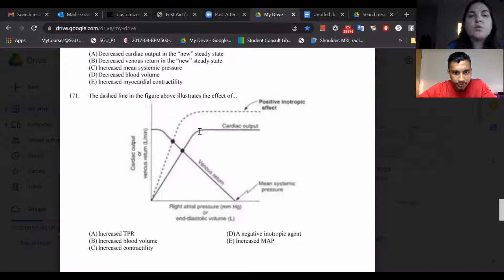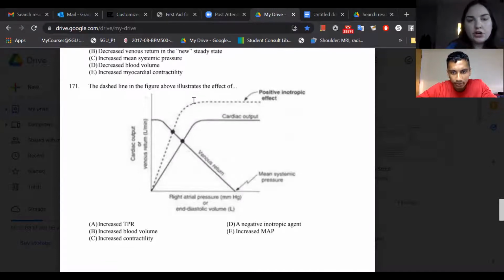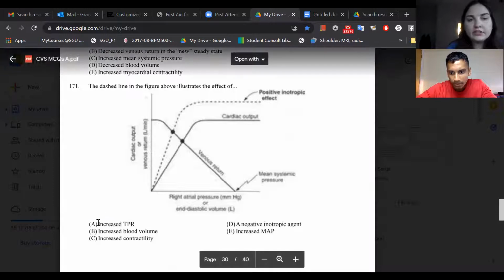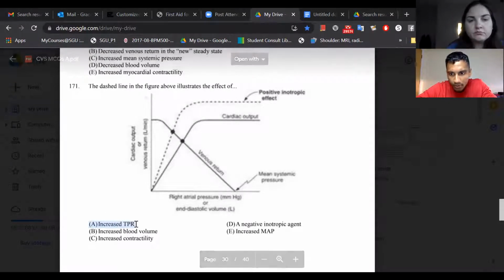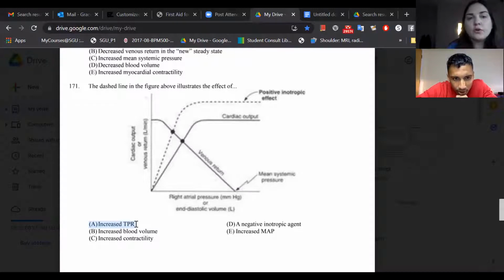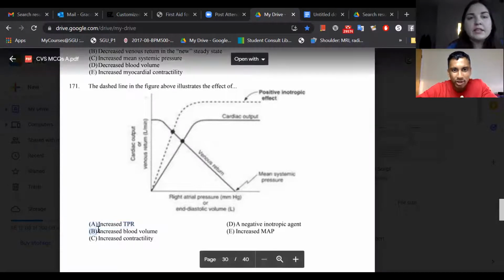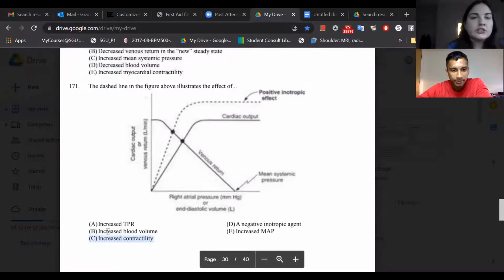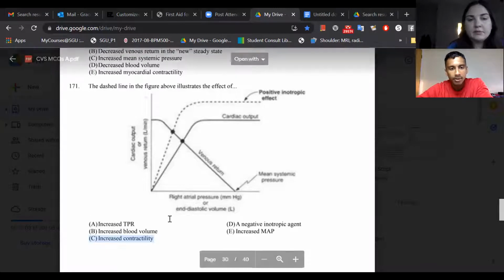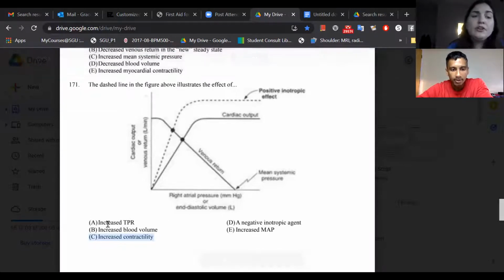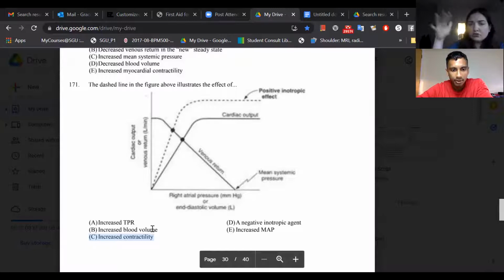Okay. So how would we increase our cardiac output? Would we increase our TPR? No, that would decrease it. It'd make it harder. What about increased contractility? Exactly. So we're just going up in cardiac output. Could increased blood volume downstream make us have increased cardiac output? Yes. And that's why these get hard, because you can talk yourself into B, but it's not the best answer.